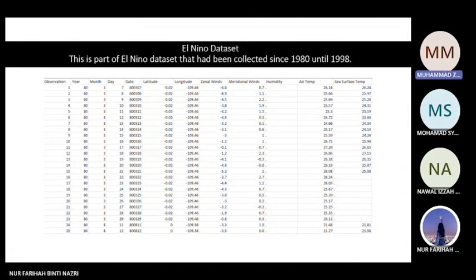Okay, so this is the sample of El Nino dataset, and this dataset has been collected since 1980 until 1998. And here we have 12 attributes. First is observation, year, month, day, date, latitude, longitude, zonal winds, meridional winds, humidity, air temperature, and sea surface temperature.